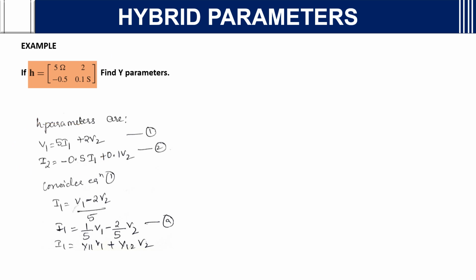But you need to know what is on the left side, I1 or V2, V1 or I2. Based on the general equation, you can write it. After writing, consider equation 1. If you take I1 on the left-hand side, then I1 is equal to V1 minus 2 V2, divided by 5. Then you will get I1 is equal to 1 by 5 V1 minus 2 by 5 V2. If you see, it is in the form of the admittance equation, I1 is equal to Y11 V1 plus Y12 V2. So Y11 will become 1 by 5, Y12 will become minus 2 by 5.